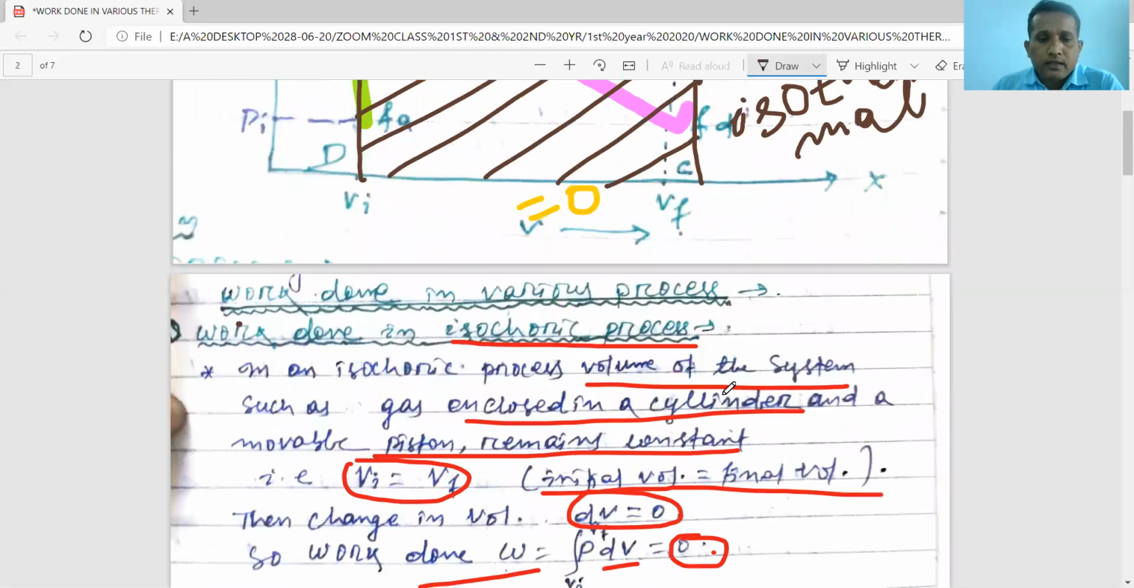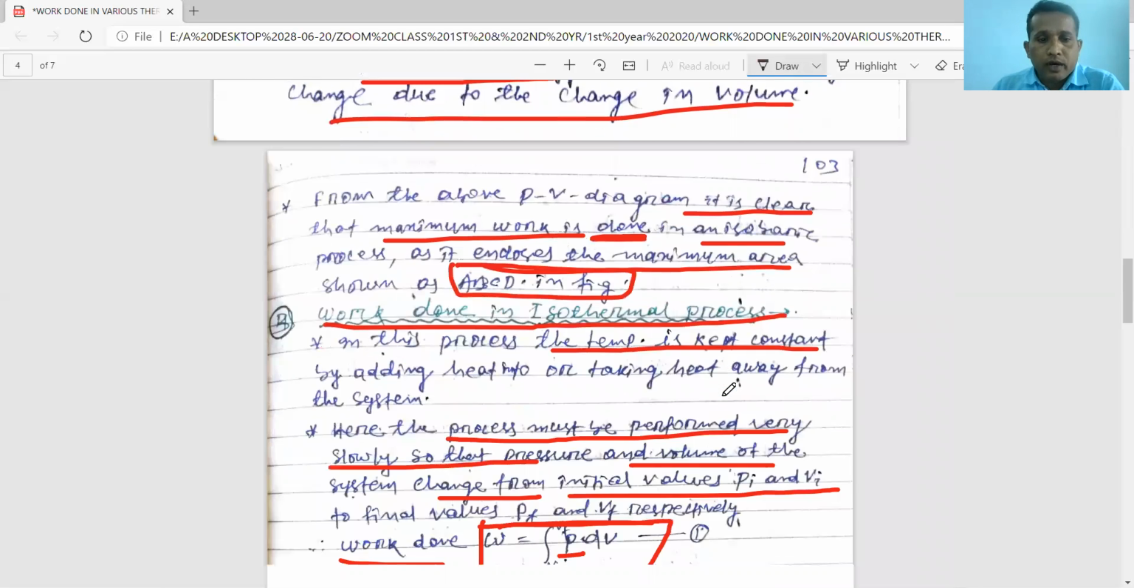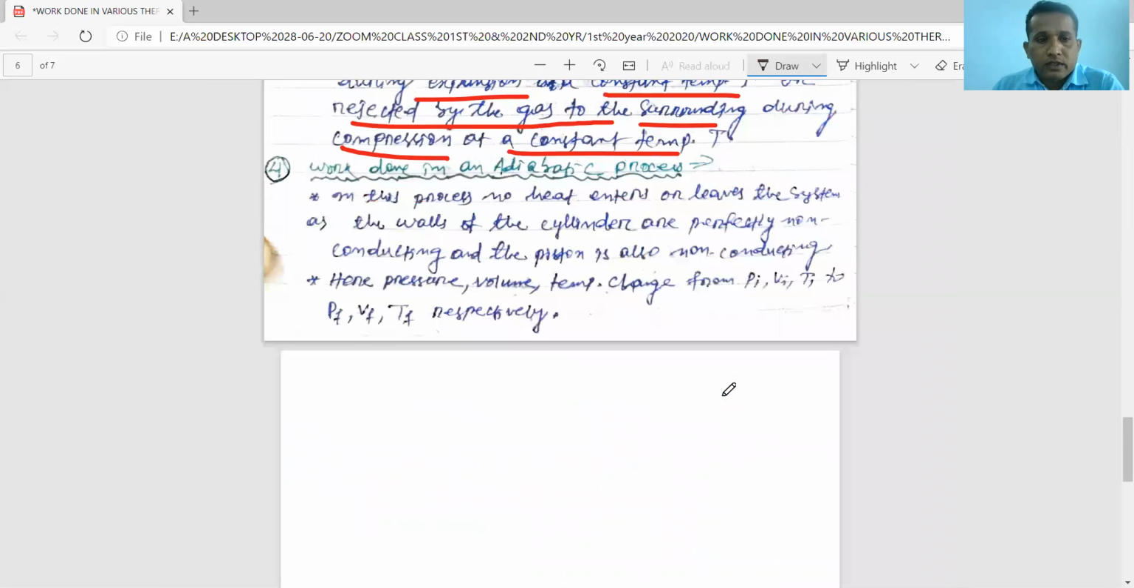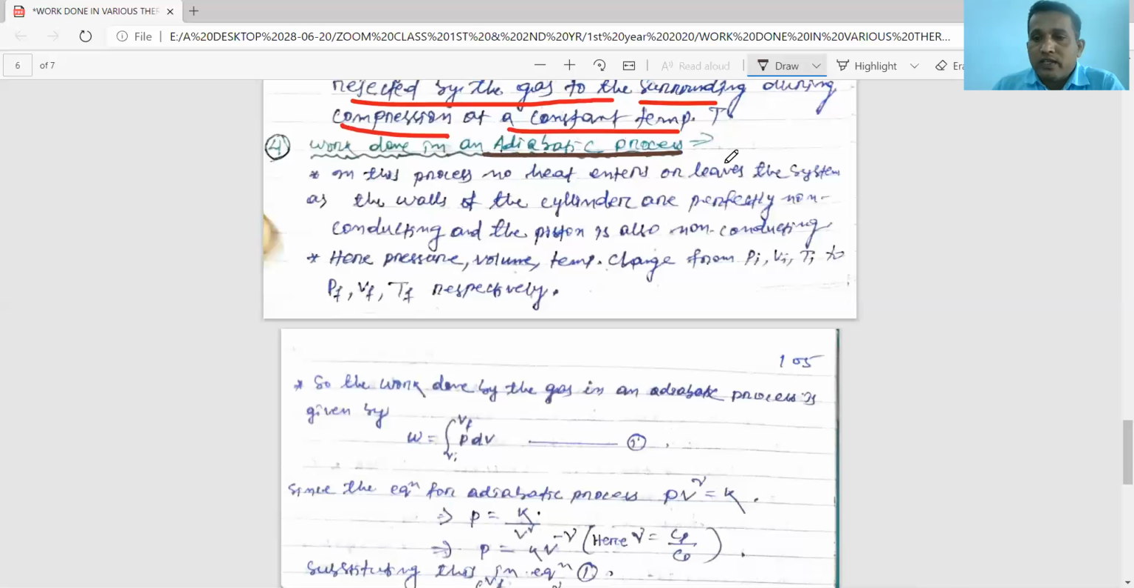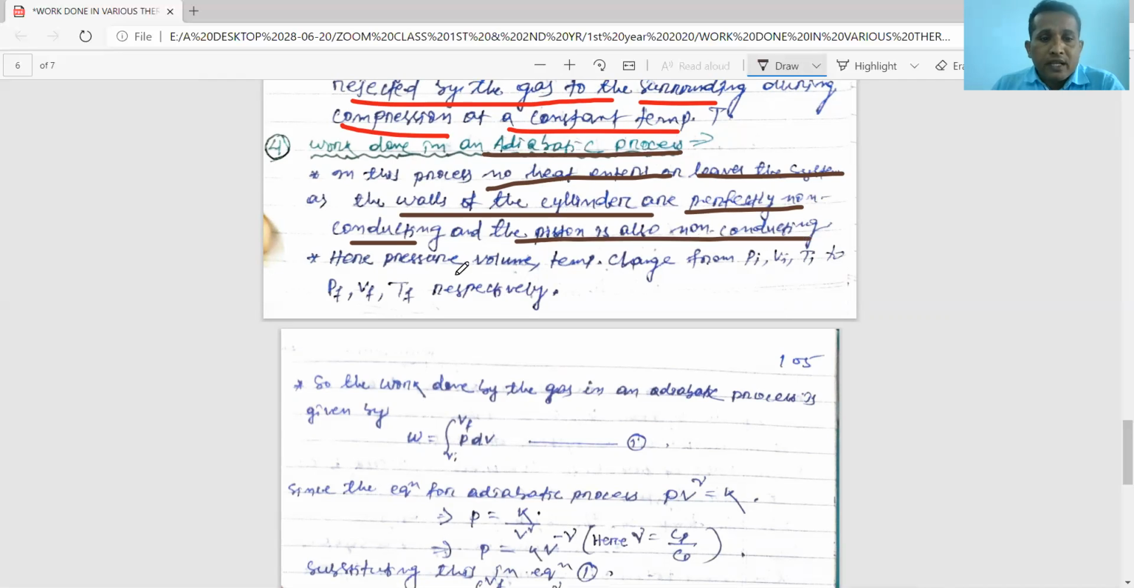So let us come to that point, work done in adiabatic process. What is an adiabatic process first? In case of adiabatic process, no heat enters or leaves the system. Heat cannot be allowed to go in or out of the system, as the system is enclosed by an adiabatic wall. That means the walls of the cylinder are perfectly non-conducting and the piston is also non-conducting. Here pressure, volume and temperature change from Pi, Vi, Ti to Pf, Vf, Tf respectively.